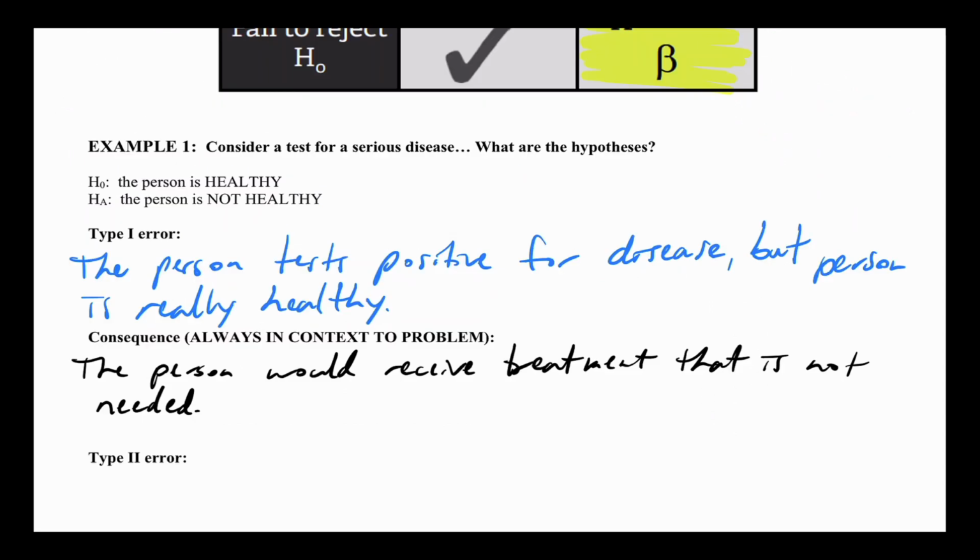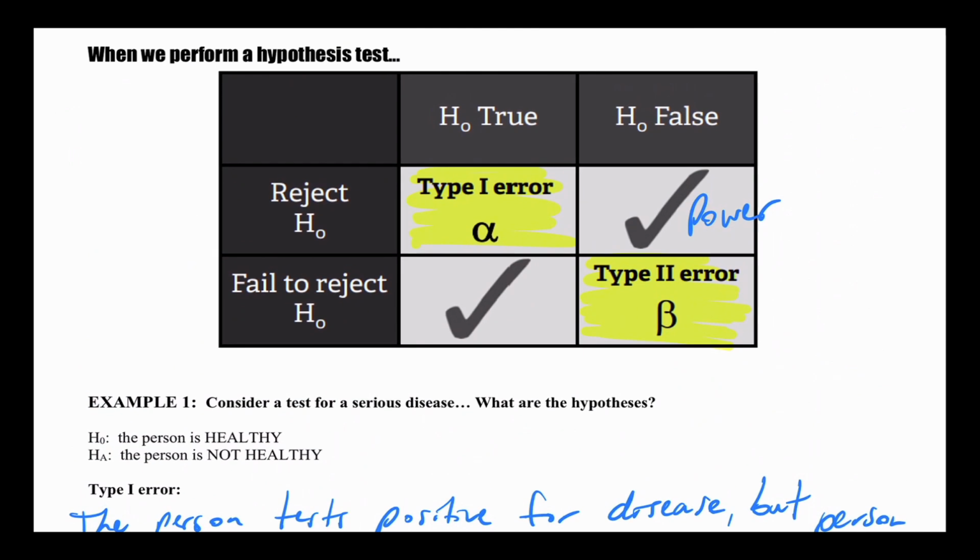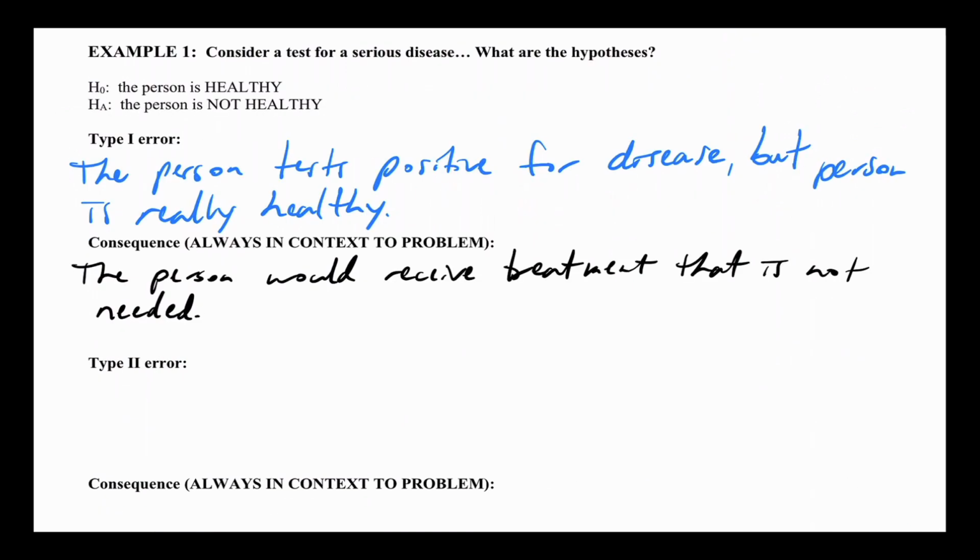Okay. So type 2 error. What would a type 2 error look like? Type 2, you fail to reject. I fail to reject the claim. So what would that look like? If I fail to reject the claim, how would I put that in a sentence?